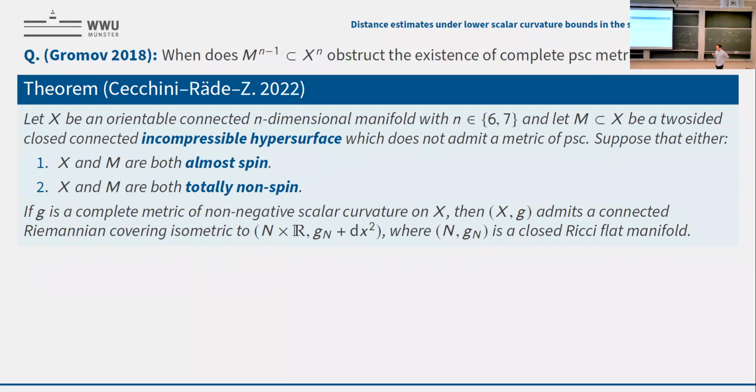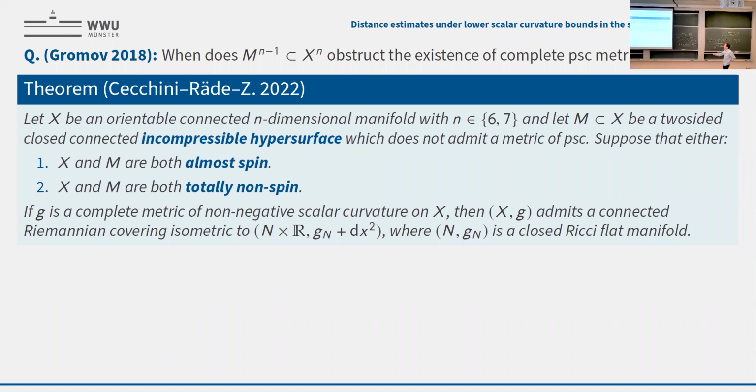Incompressible here is terminology borrowed from 3-manifolds, meaning that it's injective on fundamental groups. So π1 of M injects into π1 of X. Then if the hypersurface does not admit a metric of positive scalar curvature, we can actually conclude that the ambient manifold does not admit positive scalar curvature. In fact, we have something stronger in case we have non-negative scalar curvature. We have some splitting result up to a covering. But to prove this, there is an interesting condition which involves spin.